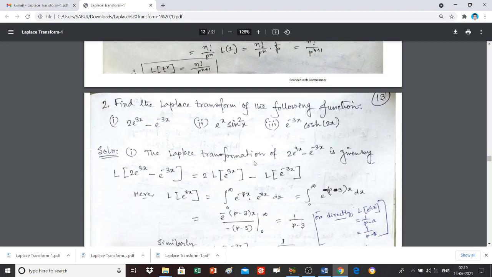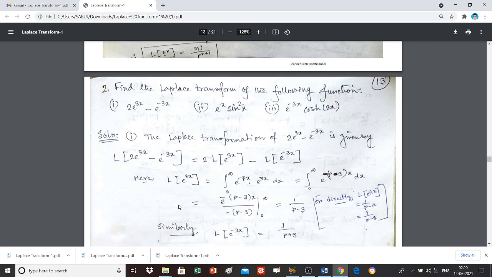Now find the Laplace transform of the following functions: 2 e to the 3x minus e to the minus 3x, then another one is e to the power x sine square x, and e to the power minus 3x cos hyperbolic 2x. The first problem is the Laplace transform of the function 2 e to the 3x minus e to the minus 3x, given by L of 2 e to the 3x minus e to the minus 3x. It can be written as 2 times the Laplace transform of e to the 3x, minus the Laplace transform of e to the minus 3x.